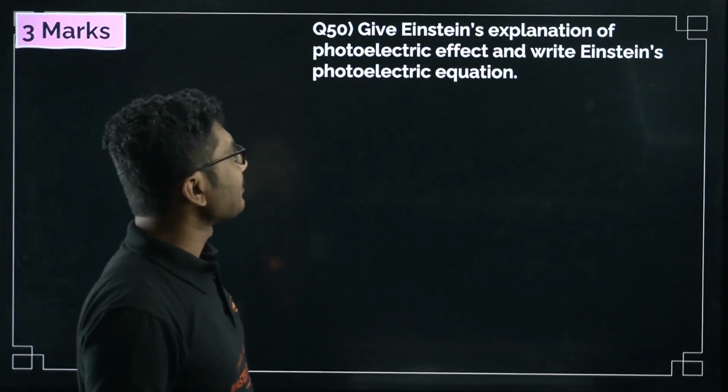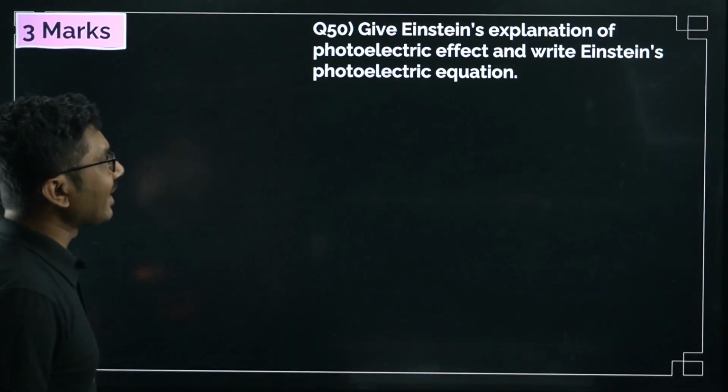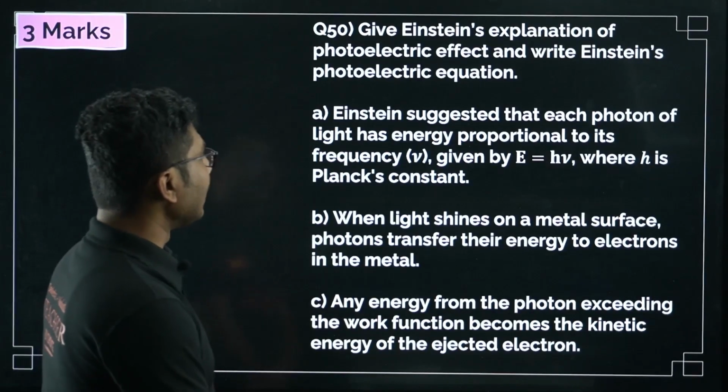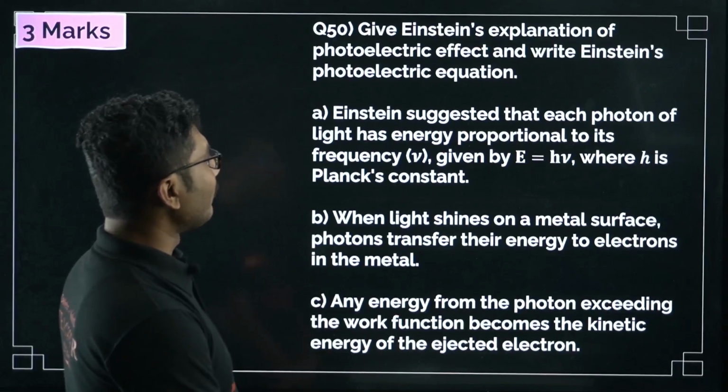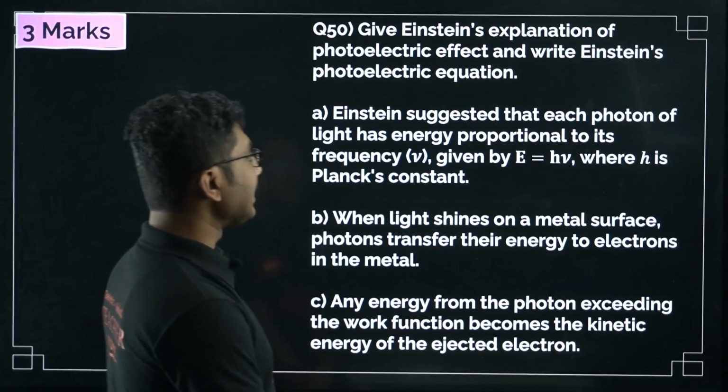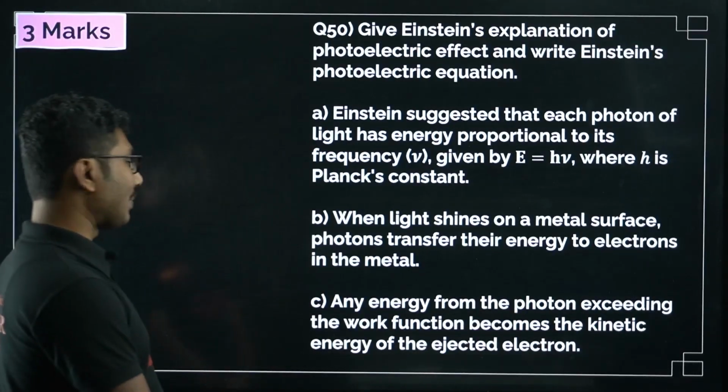Give Einstein's explanation of the photoelectric effect and write Einstein's photoelectric equation. So Einstein suggested that the photon of light has energy proportional to its frequency nu, given by E equals h nu, where h is Planck's constant.